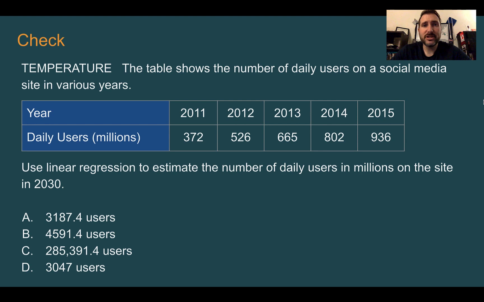So if I come back to my choices, 3,047 is answer D. That would be 3,047 million users, or in other words, 3,047,000,000 users. So D would be our correct answer.